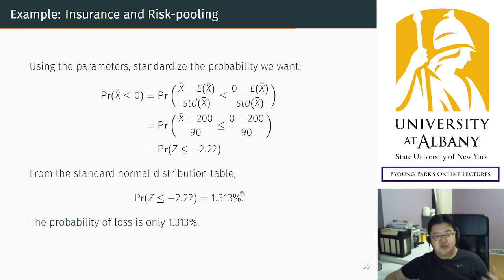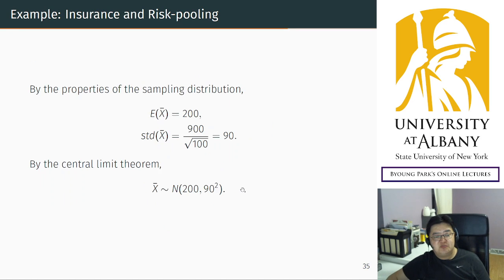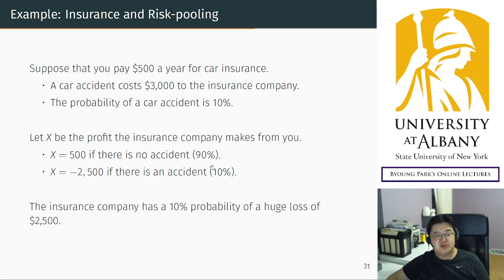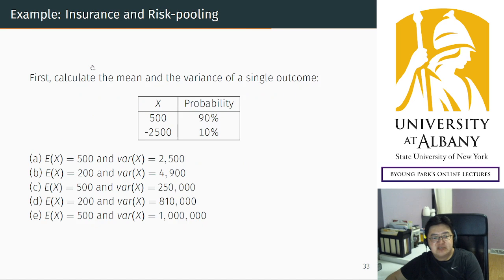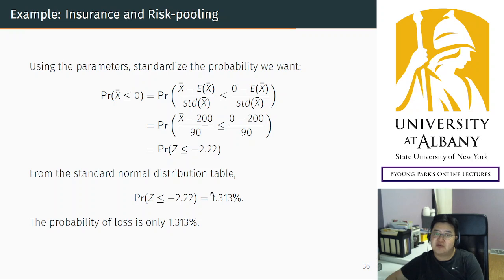So now the probability of loss is only 1.3%, which is much smaller than 10%. If you had only one customer, your risk is 10%. But when you have 100 customers, your risk is 1.3%. This is the power of risk pooling. You pool many risks and uncertainties into yourself, and then they become insurance for each other. So in the end, the risk will be much smaller when you pool all of them.